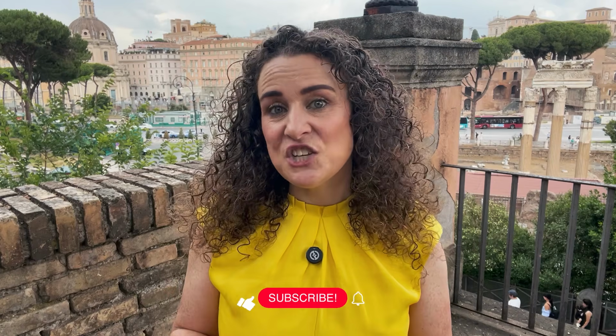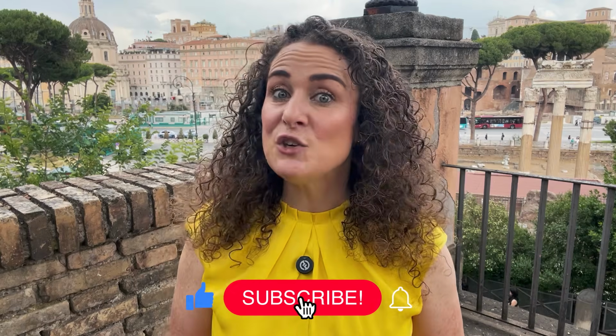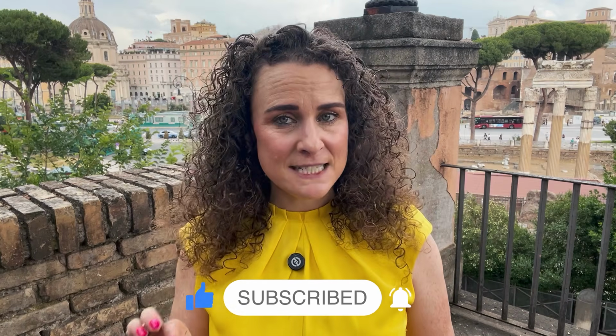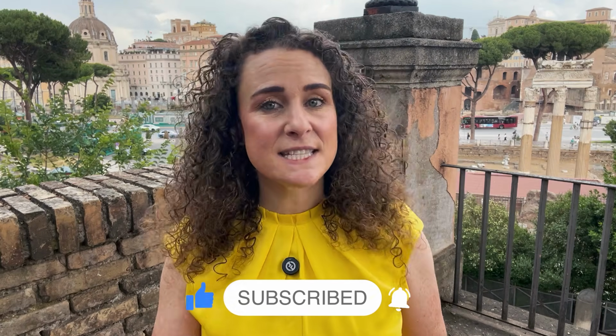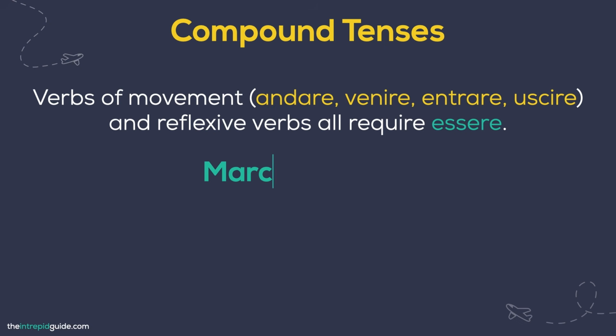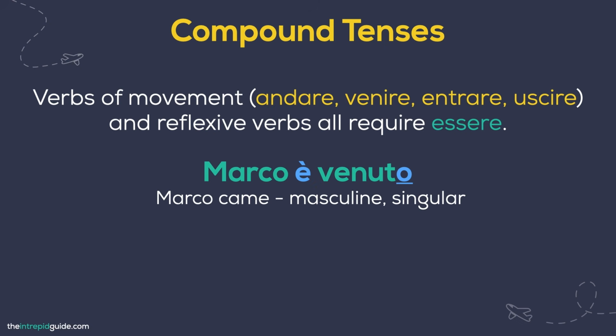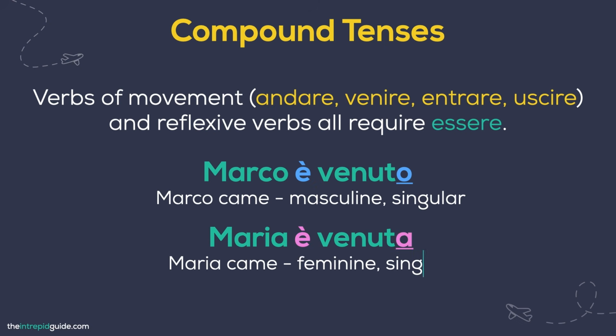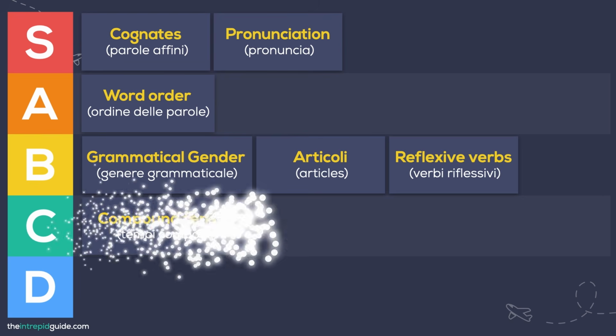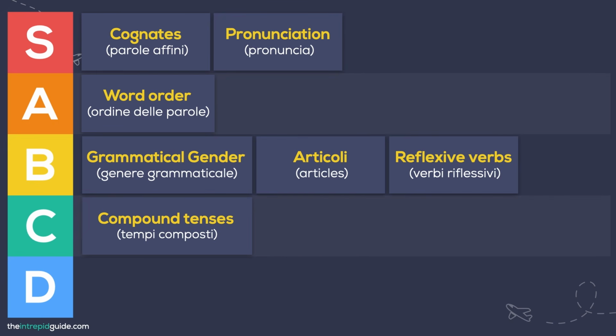Now the second challenge is gender agreement. When you use essere, the past participle has to agree with the subject, masculine or feminine, singular or plural. Take a look at these examples. Marco è venuto. Marco came. Maria è venuta. Maria came. Now that ending changes based on who's doing the action. So where do compound tenses like the passato prossimo rank? Well, it goes in the C tier for complex but conquerable.